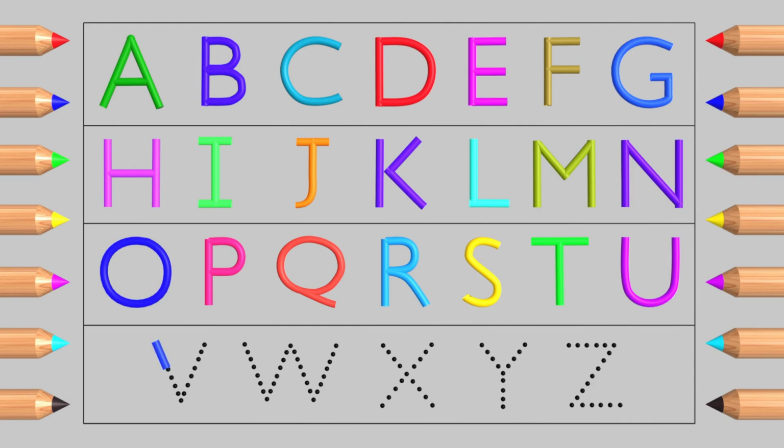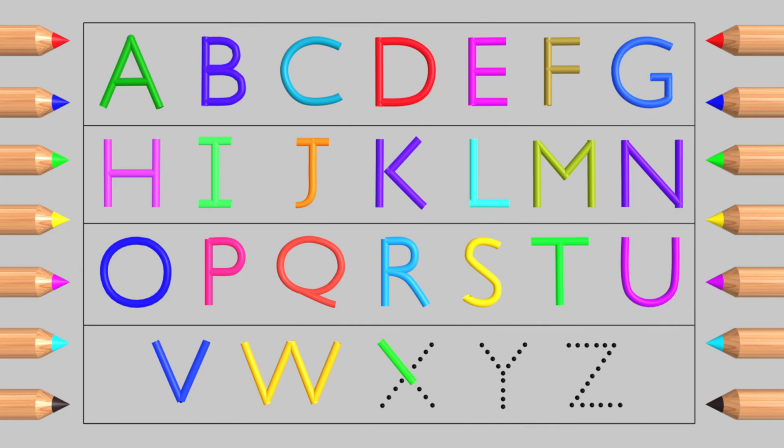V. This is uppercase V. Two diagonal lines meeting at the bottom. W. This is uppercase W. Four diagonal lines up and down.